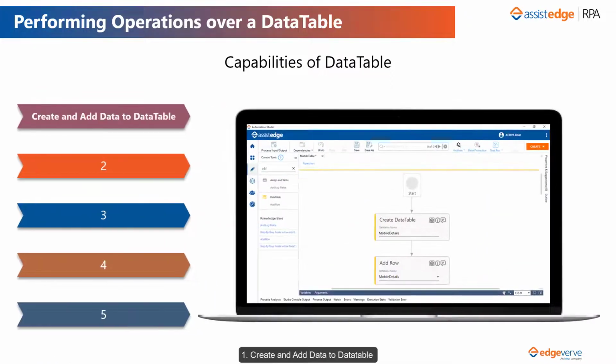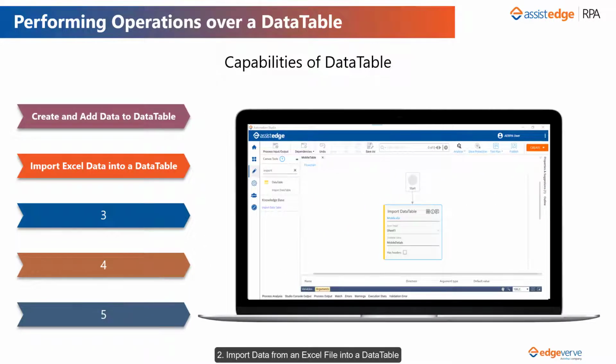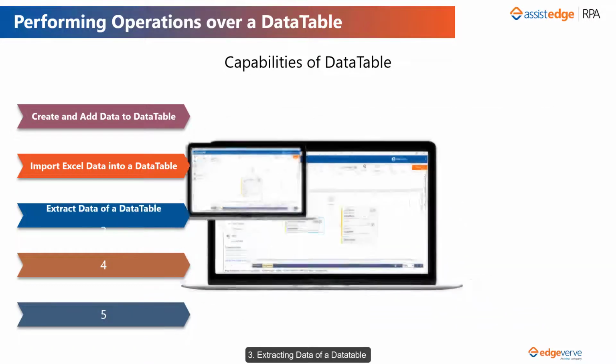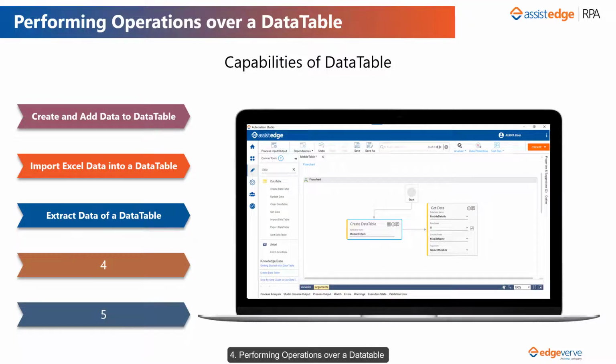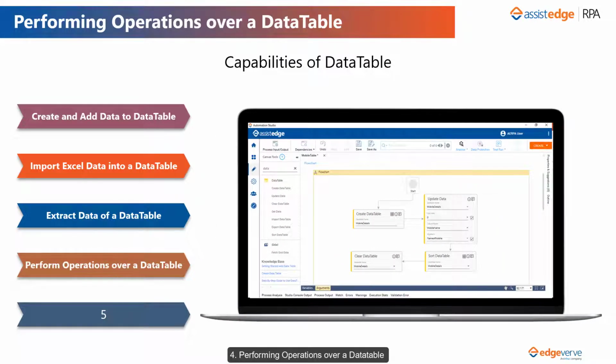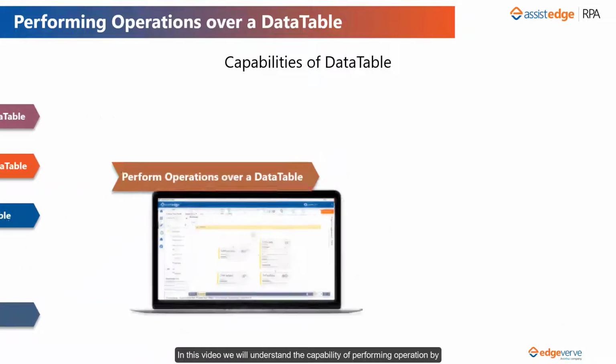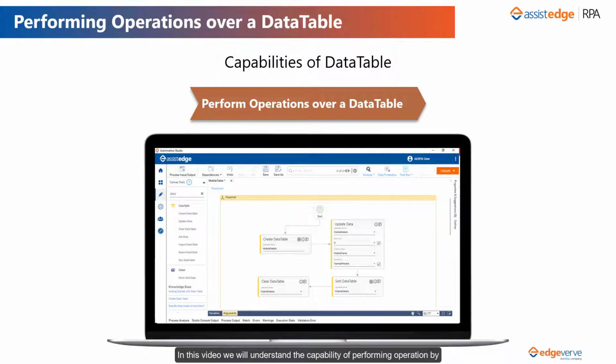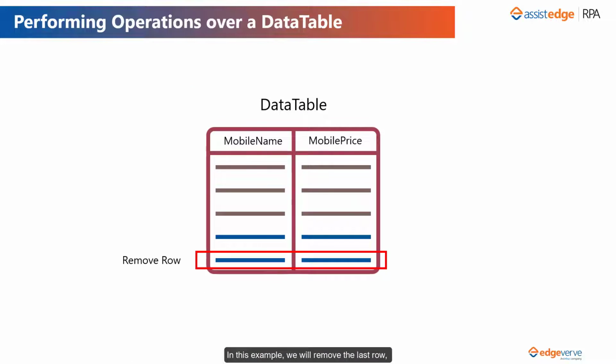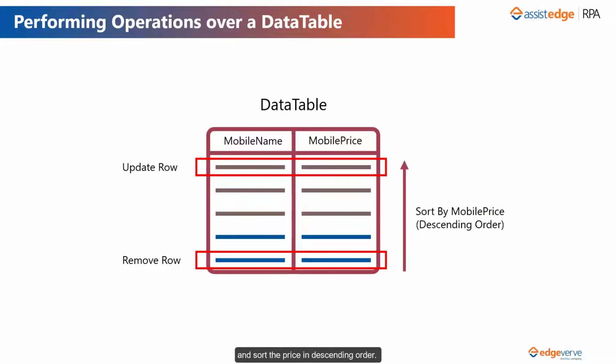Create and add data to a data table, import data from an Excel file into a data table, extracting data of a data table, performing operations over a data table, and exporting the data table. In this video, we will understand the capability of performing operations like removing rows, updating, and sorting data of a data table. In this example, we will remove the last row, update the first row of the data table, and sort the price in descending order.